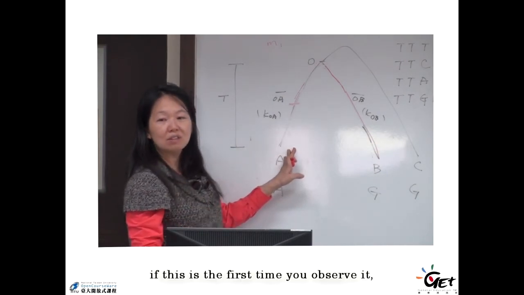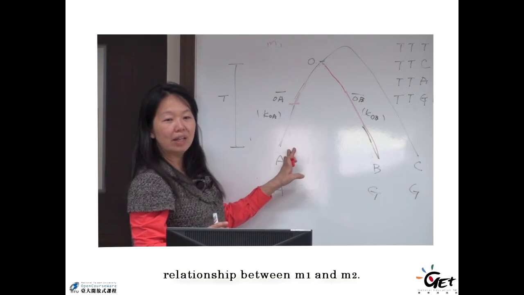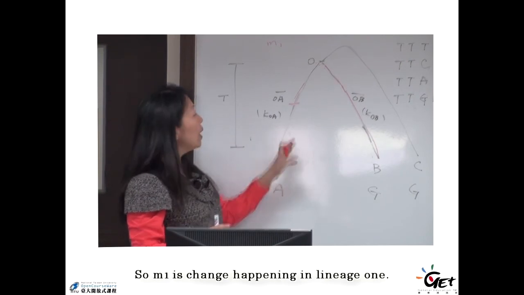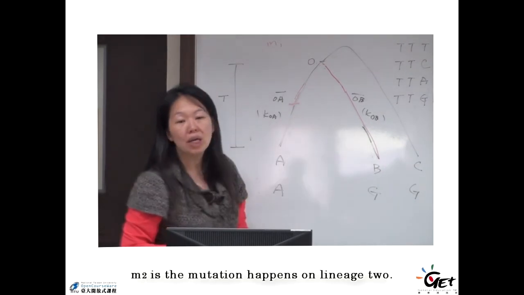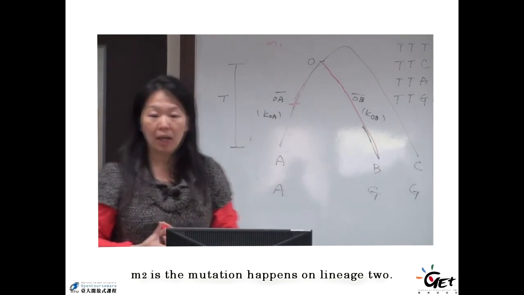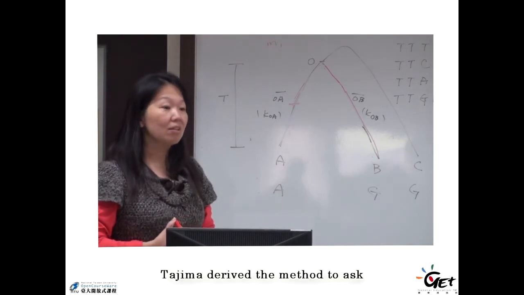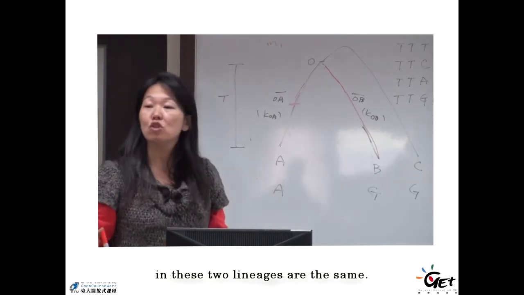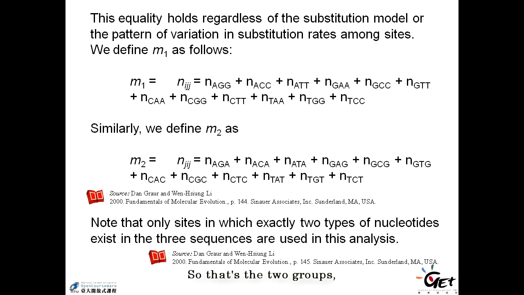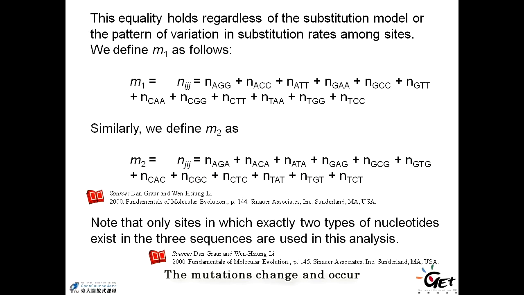If this is the first time you observe that, you still try to look at the relationship between M1 and M2. So M1 is the change happening in lineage 1. Similarly, M2 is the mutation happening on lineage 2. And so the same idea, Tajima derived the method to ask whether mutations happening in these 2 lineages are the same. So that's the 2 groups, M1 and M2, the mutations or changes occurring in these two lineages.